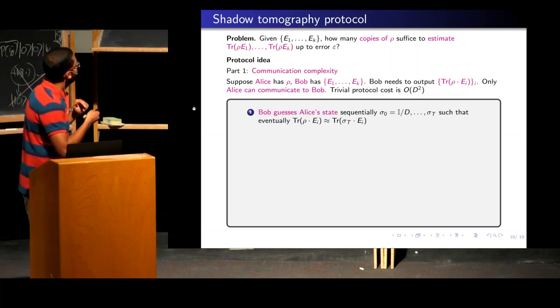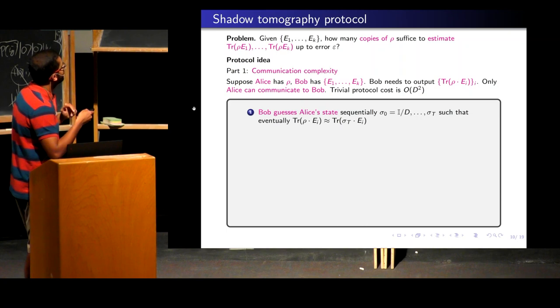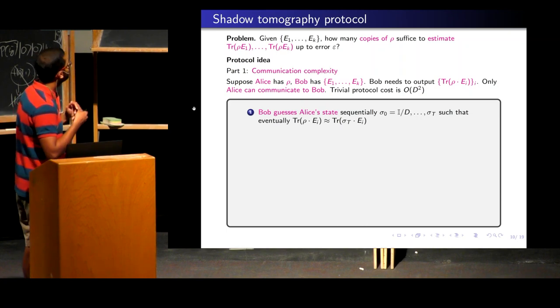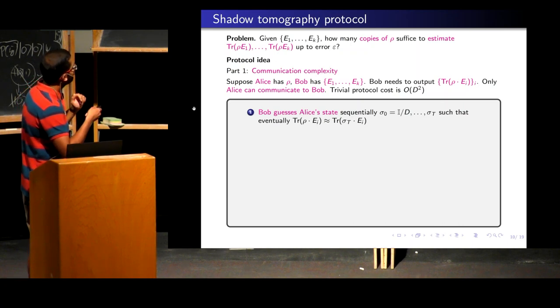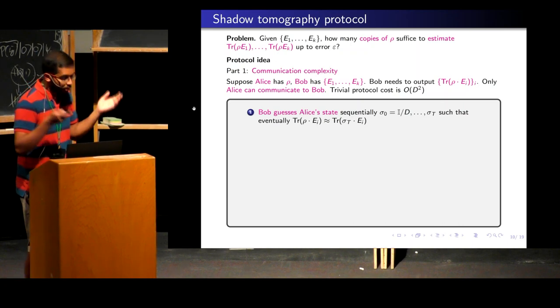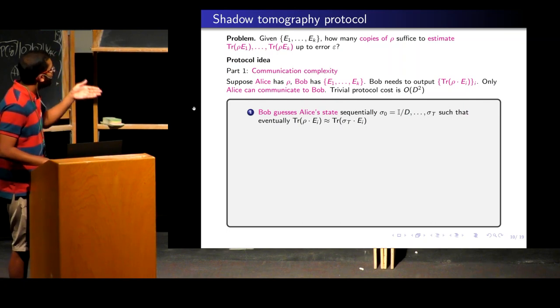Initially, he thinks sigma 0 is the maximally mixed state, because he doesn't know anything about rho. And then sigma 1, he keeps updating it, and so on and so forth. The hope is, after repeating this iteration t times, or t updates, he would like to come to a state sigma t, where trace of sigma t times Ei is close to trace of rho times Ei. That's the goal. And the question is, how does this update happen, and how does communication help?